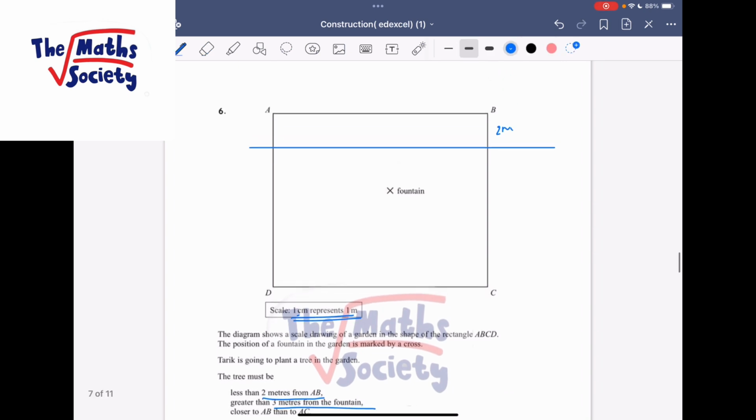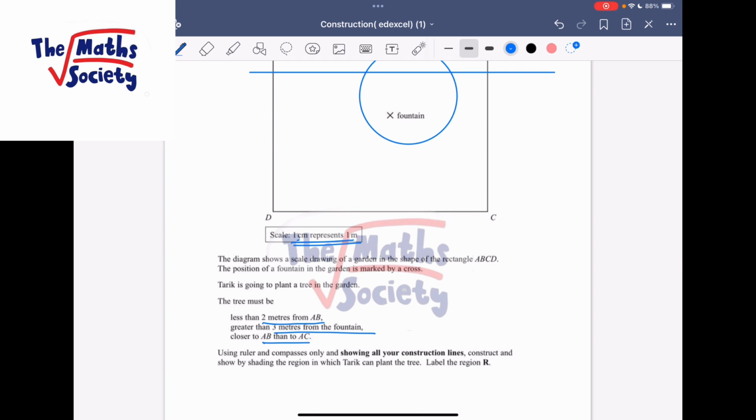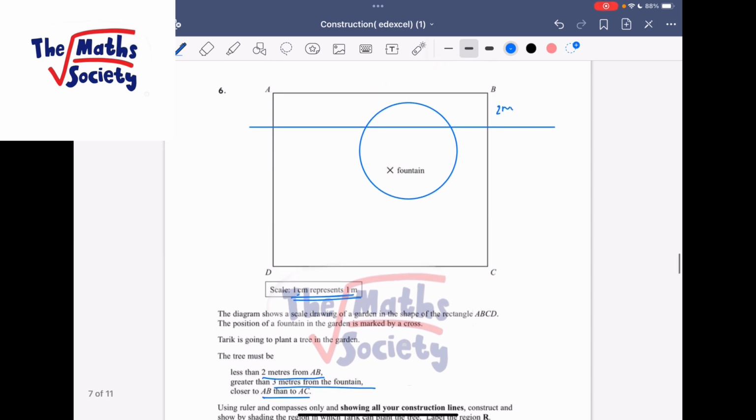From the fountain, it has to be 3 meters, right? Basically, what you can do is draw a circle from the fountain. So we know that it is greater than 3 meters. And it says closer to AB than to AC, so it has to be closer to AB than to AC.